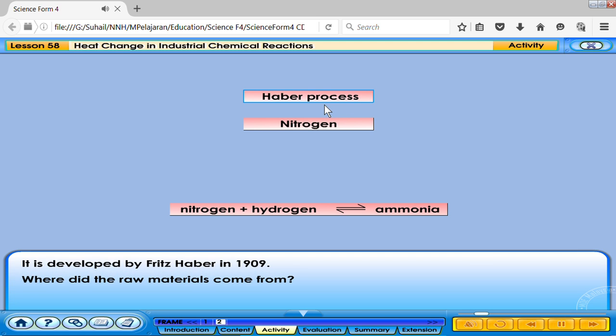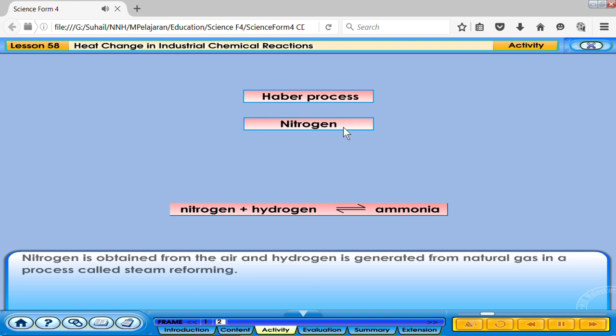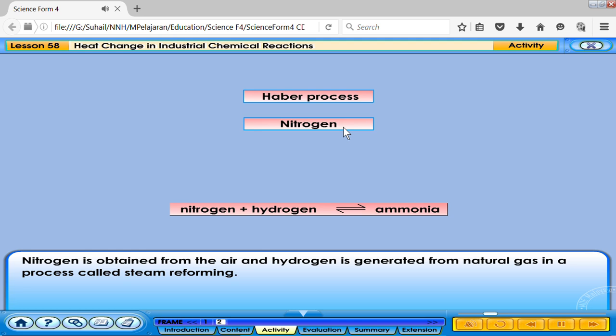Where did the raw materials come from? Click nitrogen to find out. Nitrogen is obtained from the air and hydrogen is generated from natural gas in a process called steam reforming.